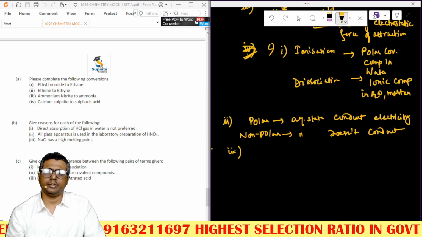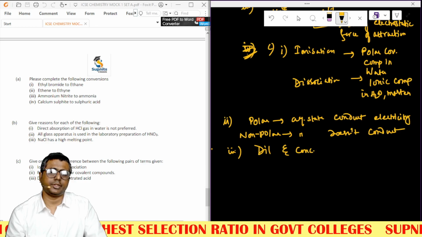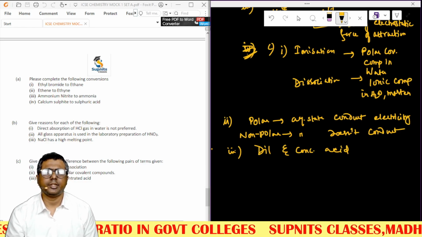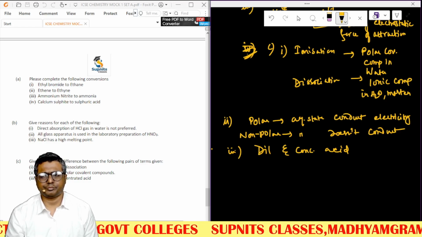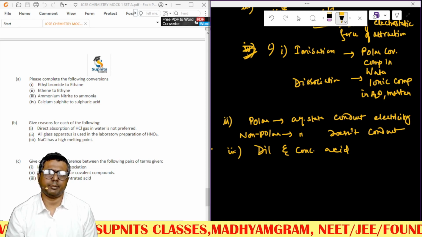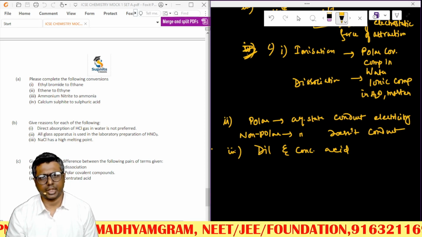Number 3, dilute and concentrated acid. We know this very well. In the case of dilute acid, the amount of acid will be much lesser. In the case of concentrated acid, the amount will be relatively much higher than in the dilute one.